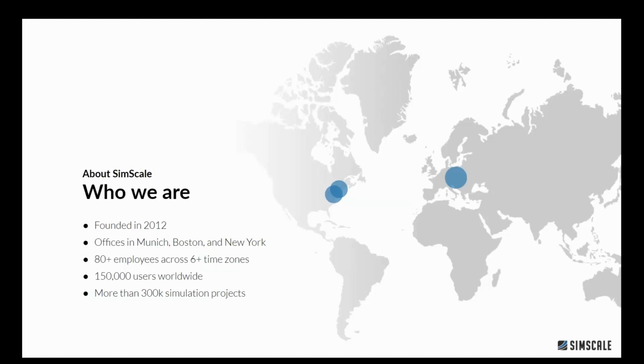I think just a couple of slides about who we are and what we're trying to bring to the simulation market. We just had our 7th birthday, actually last week. We now have offices gradually moving across the globe. Our headquarters are in Munich, and nearly everybody works here, but we also have offices in Boston and New York, plus a few remote employees. We're now just over 80 people. We have more than 100,000 users worldwide and hundreds of thousands of simulation projects now.